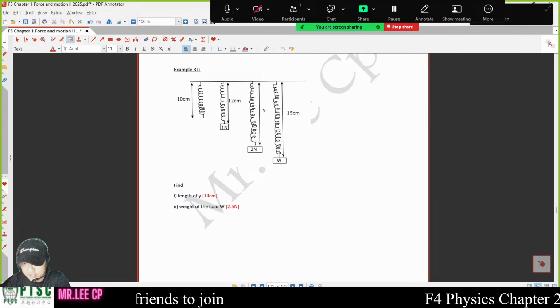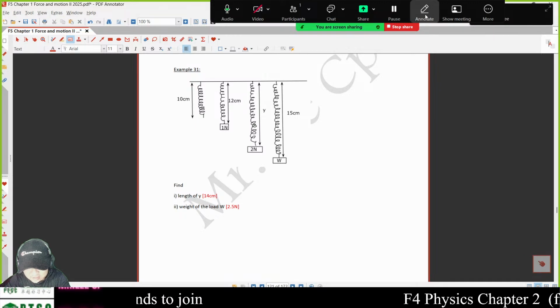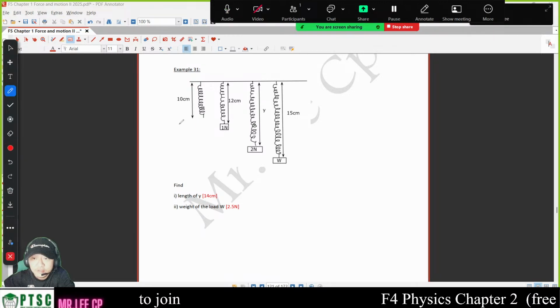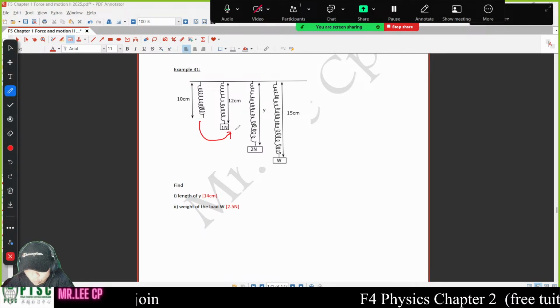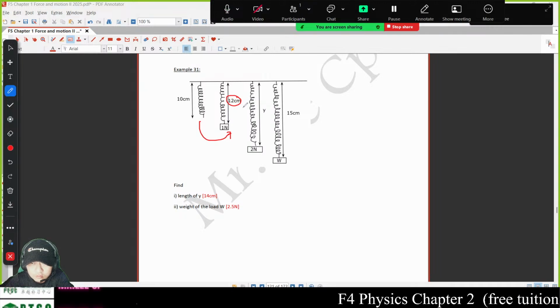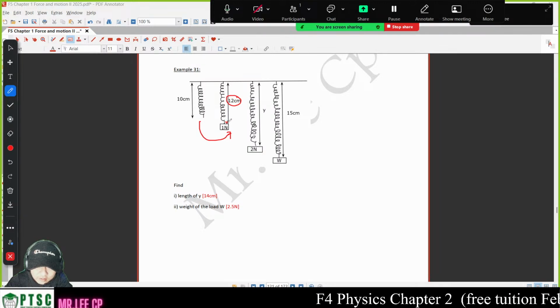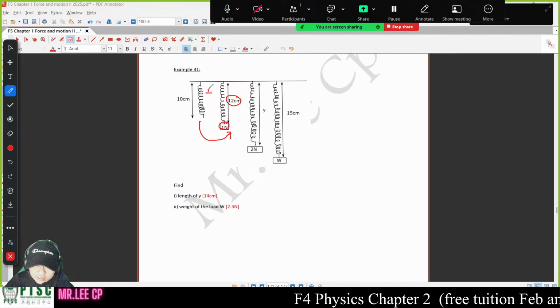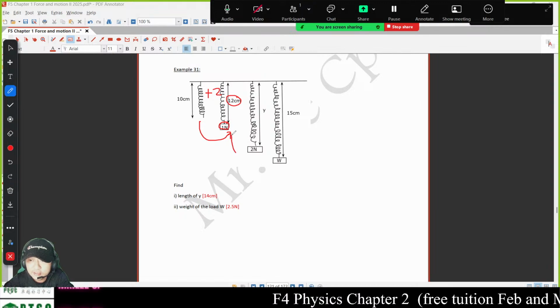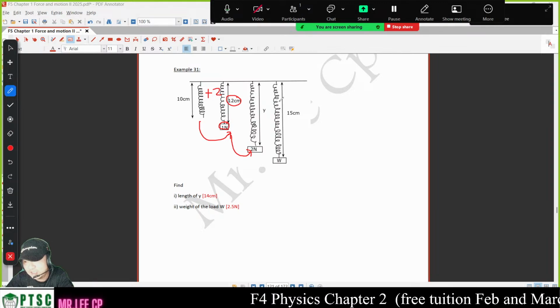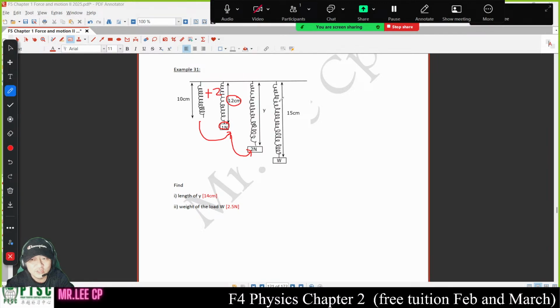Now the original length is 10. You see, so you hang 1 Newton, it becomes 12. It means you add 1 Newton, it plus 2. So you add 2 Newton, extend how many? What do you think?